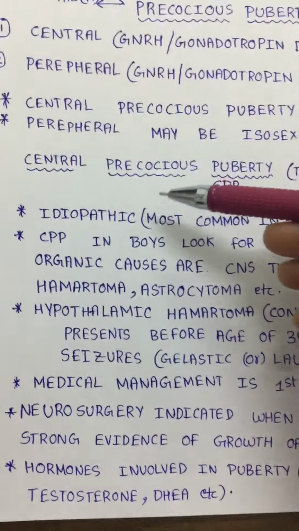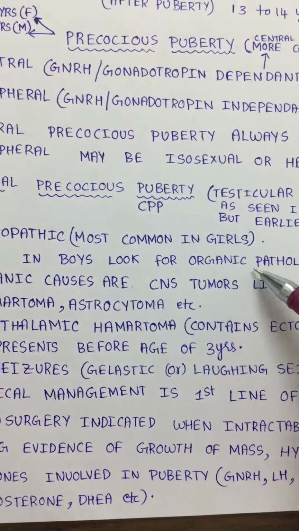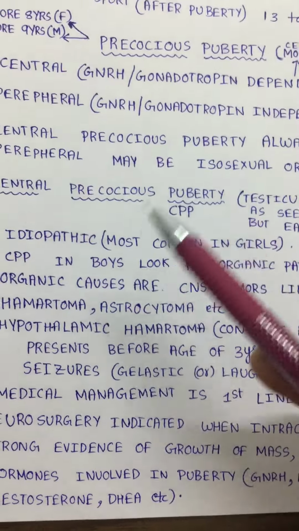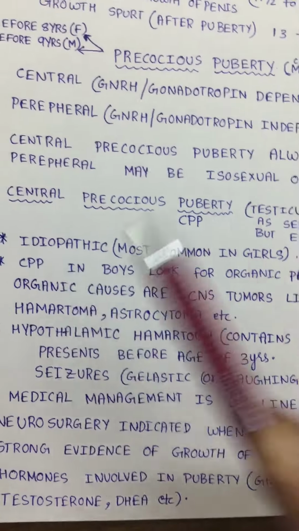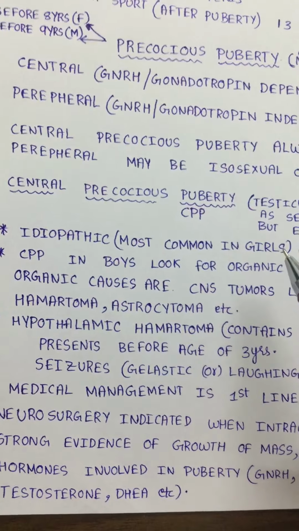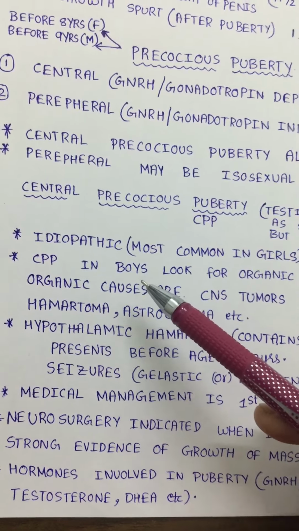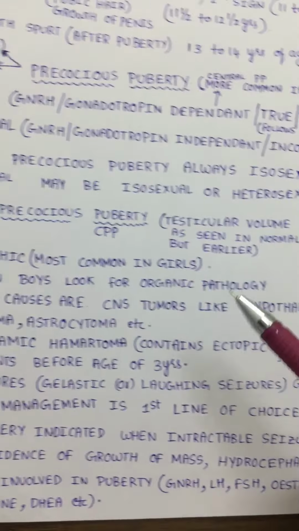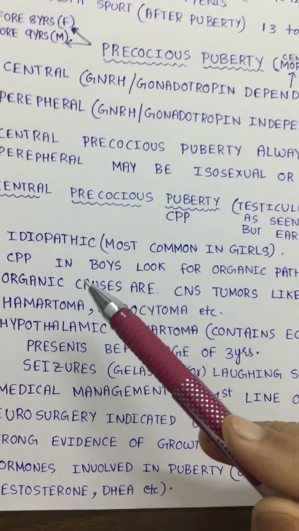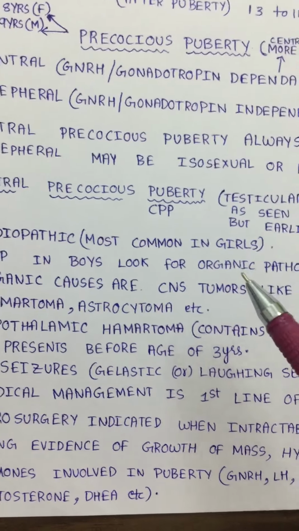The causes of central precocious puberty are idiopathic causes and organic causes. Idiopathic central precocious puberty is most common in girls. If you see central precocious puberty in boys, look for organic pathology. Because idiopathic precocious puberty occurs in girls, whereas in boys, if you suspect central precocious puberty, look for organic pathology.